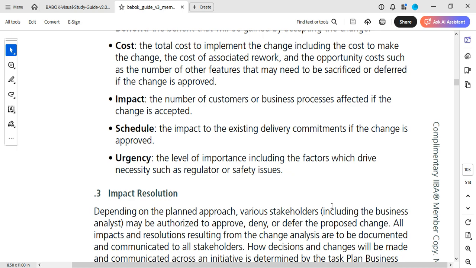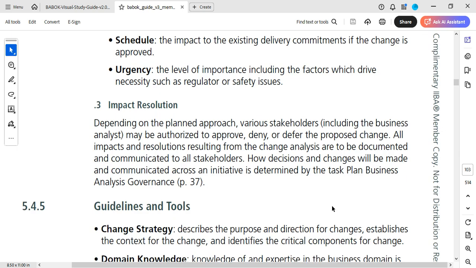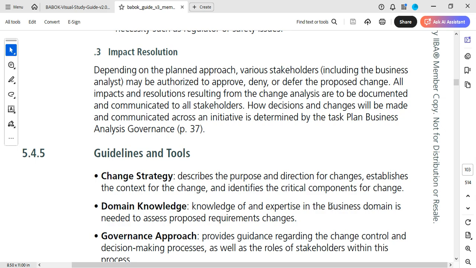Schedule, the impact to the existing delivery commitment if the change is approved. Urgency, the level of importance, including the factors which drive necessity, such as regulatory or safety issues. Impact resolution. Depending on the planned approach, various stakeholders, including the business analysts, may be authorized to approve, deny, or defer the proposed change. All impacts and resolutions resulting from the change analysis are to be documented and communicated to all stakeholders. So you've done what you need to do and you're now communicating it to your stakeholders, either to approve, deny, or defer.